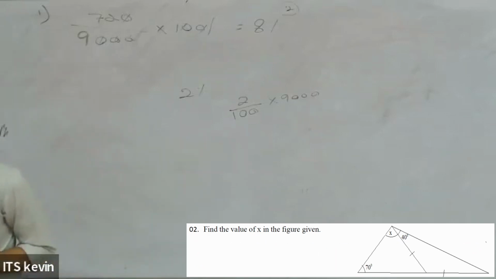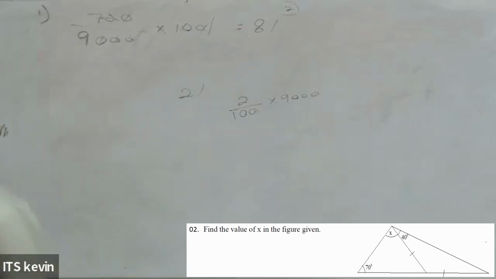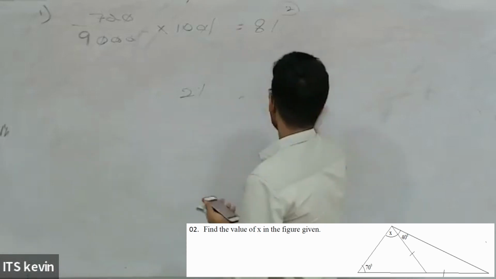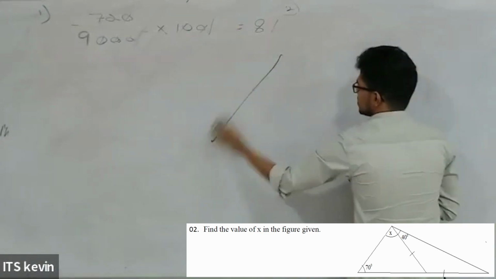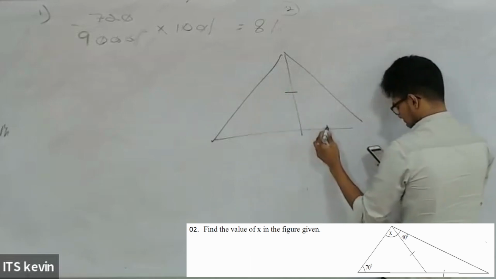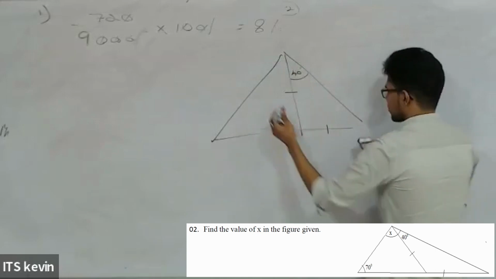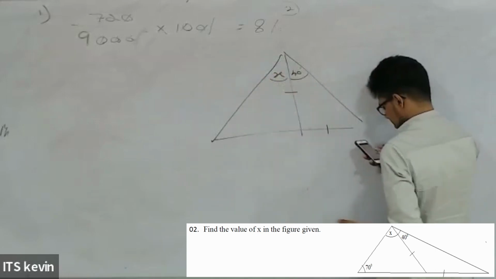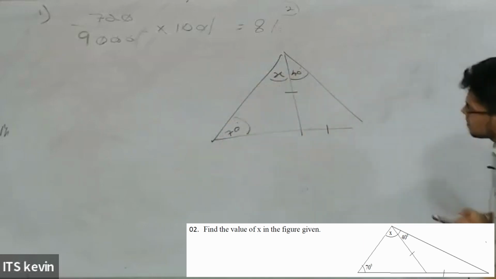Take a print out. Okay, second question is find the value of x. Again, another simple question. Okay, let's see. So we have a triangle. In the triangle, this is an isosceles triangle, right? What is an isosceles triangle? Two sides are equal. And this is given as 40, and this is given as x, and this is 70. So we are supposed to find x. How to find x?